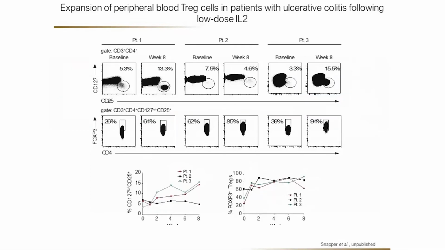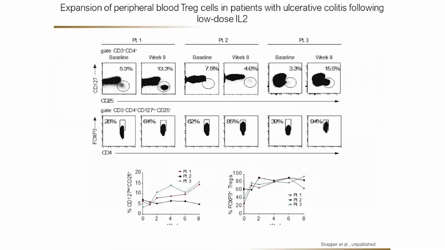Okay, so it looks like the humanized mice might be a good model in which to use therapeutics that you can then take into the clinic. So we showed that low-dose IL-2 could be an effective therapeutic for treating IBD in humanized mice. What about in patients?